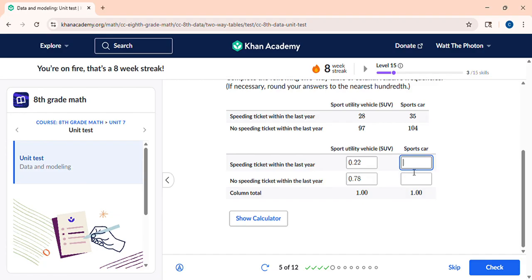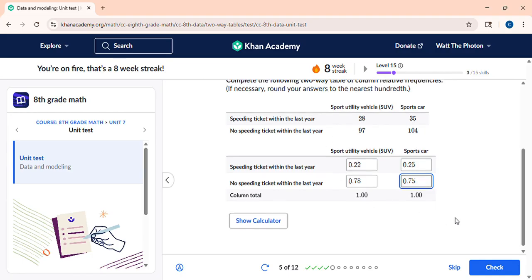Let's do the same with the sports score. 35 plus 104 is 139. We have 35 divided by 139, which is 0.25. This means the other must be 0.75. Double check 104 divided by 139. 0.75. It should be right.